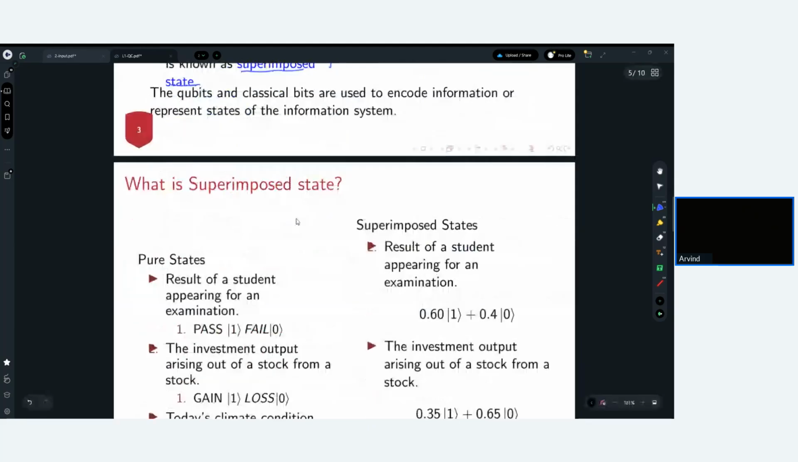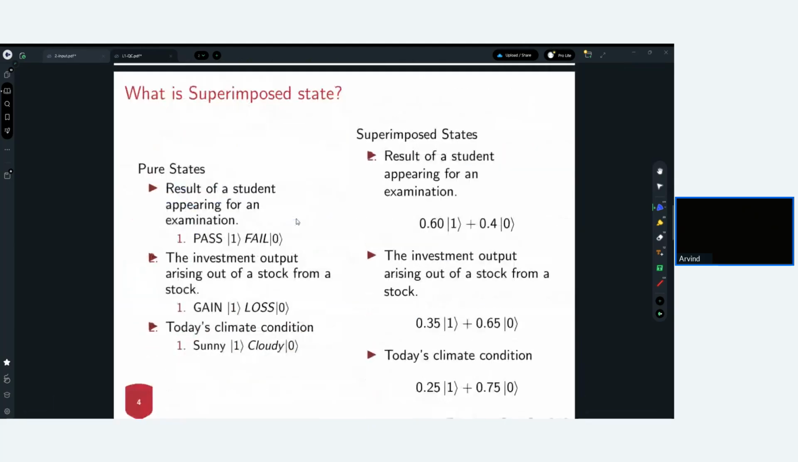Now let us see what is the purpose of the superimposed state versus the pure state. In a conventional digital computer, pure states or qubits are typically used to encode the information. Suppose, for example, we want to represent the result of a student appearing for an examination. The result may be either pass or fail, which we can denote in the classical way as bit 1 and bit 0, or here qubit 1 and qubit 0.